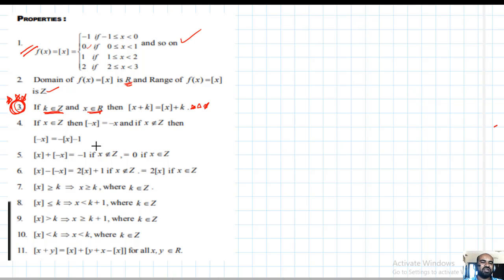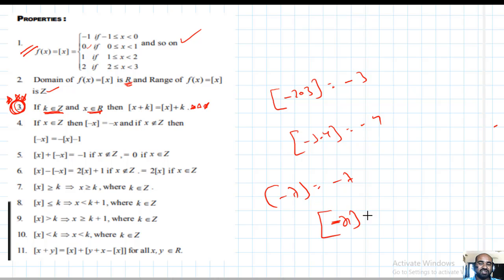Okay. Next, this is also another interesting one. Step of minus 2.3, what? Actual value minus 3 only. Step of minus 3.4, what? Minus 4 only. What the definition is saying is that if x is step of minus 7, directly minus 7. It means step of minus x equals minus x when x is an integer, for x belongs to Z.